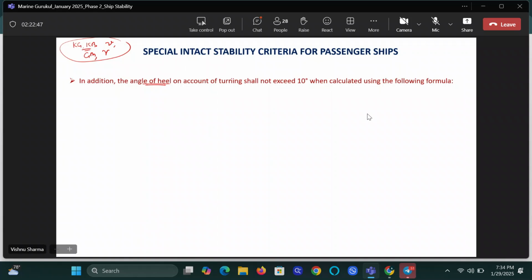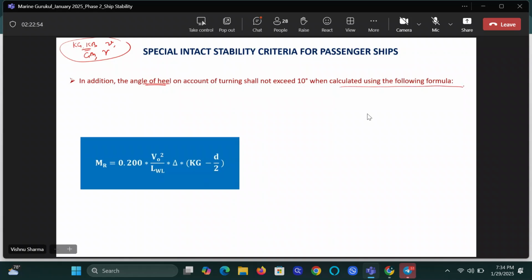So when you have to demonstrate this compliance, what is the requirement? Angle of heel on account of turning shall not exceed 10 degrees. But to demonstrate, you have to use the following formula. This is from the Code on Intact Stability. The heeling moment, which we had calculated as mv square upon r into bg cos theta, this formula they don't want for compliance. For compliance, they want the heeling moment to be calculated using this formula. You'll have to learn this formula in case this question comes, guys. It has come once, so that's why I'm doing it.